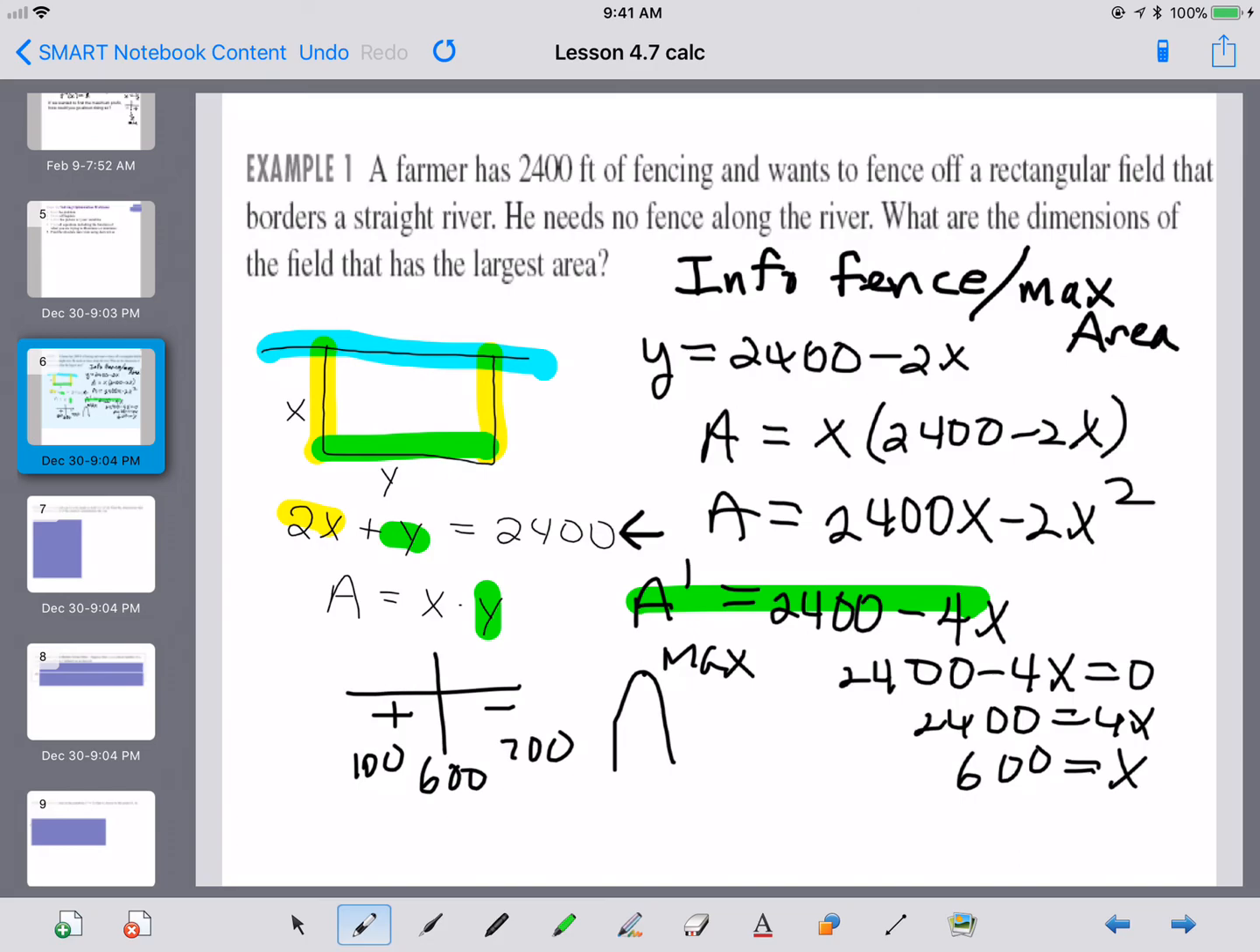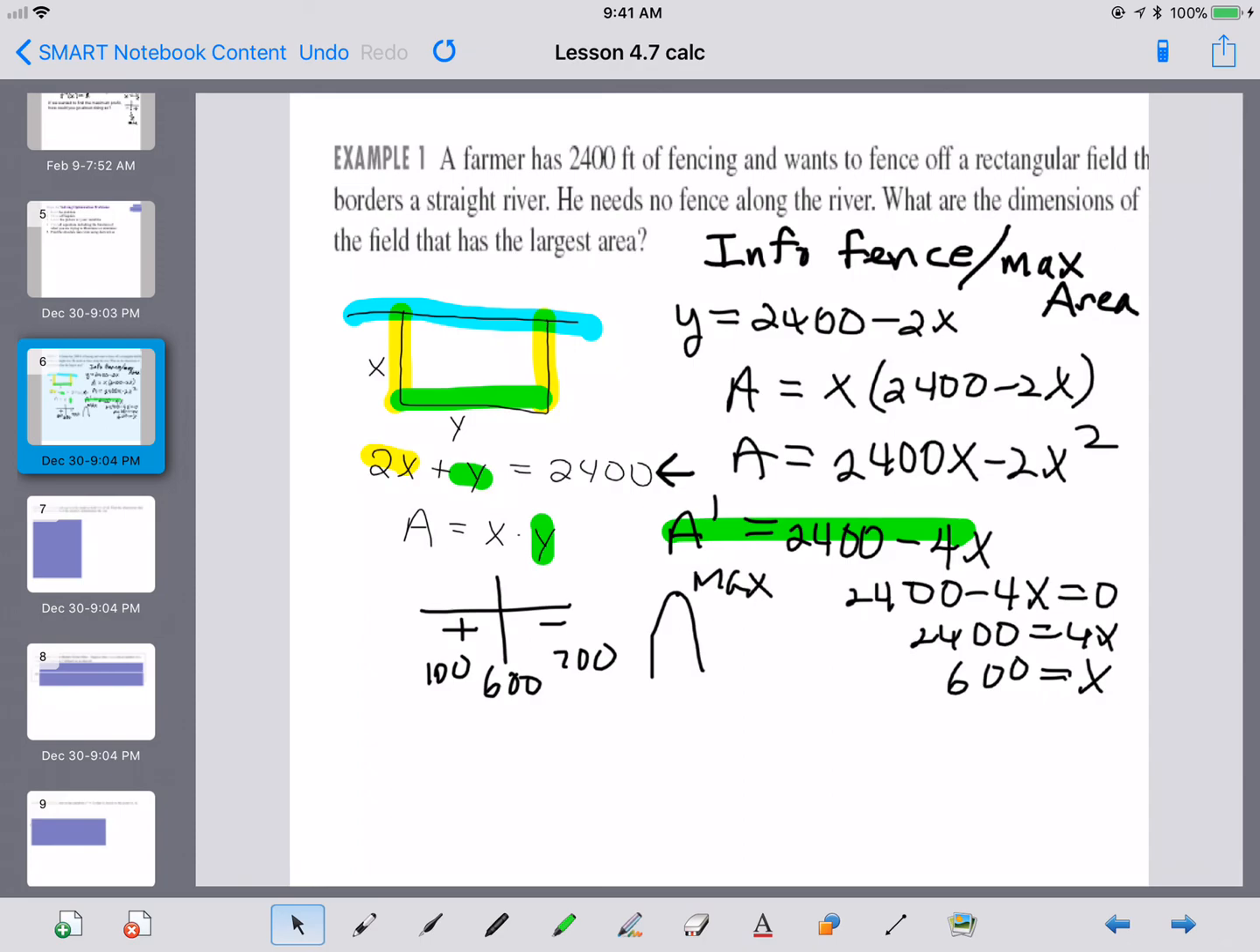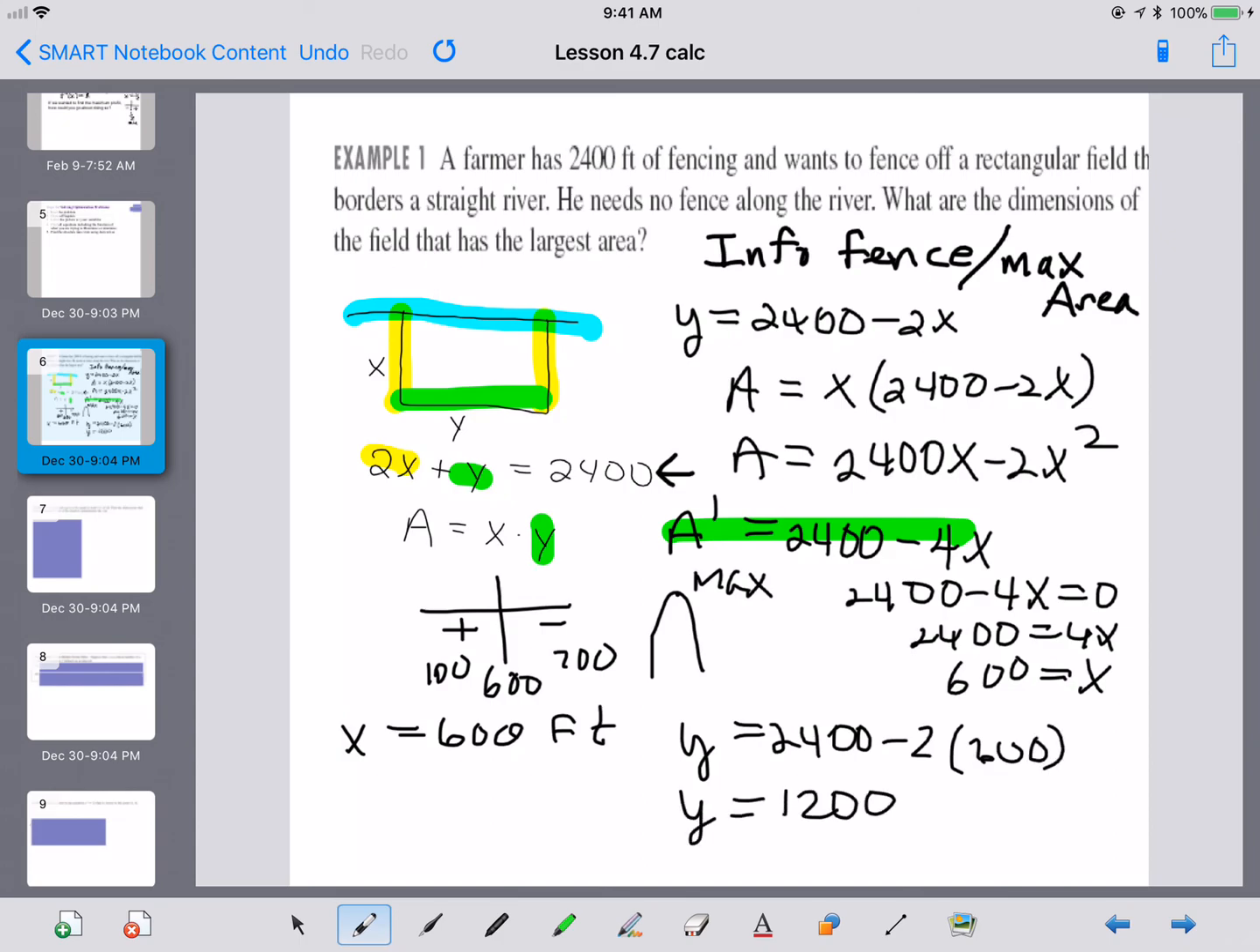Now, it says what are the dimensions of the largest area. So we're not done until we tell you the dimension. We know that the x direction is 600 feet. And please use units because these are real-life applications. The y dimension is 2,400 minus 2 x's, and x happens to be 600. So y is 1,200, and so the dimensions are a 600 by 1,200 foot area.